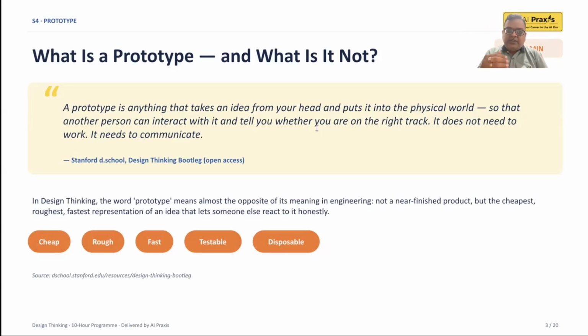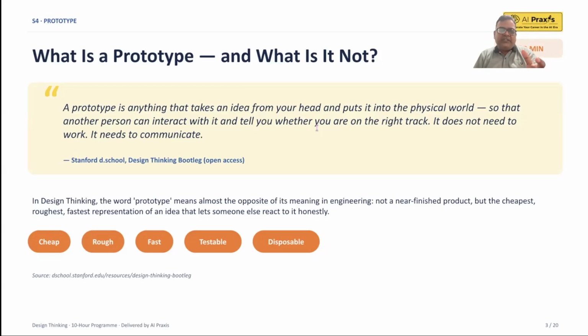This principle comes directly from the Stanford design thinking bootleg. You can go to the net and type Stanford design thinking bootleg, and you will get a complete booklet, perhaps of 100 pages, and that's where you will get this whole understanding. This is one of the world's most widely used design thinking resources. It's freely available. You can download it.